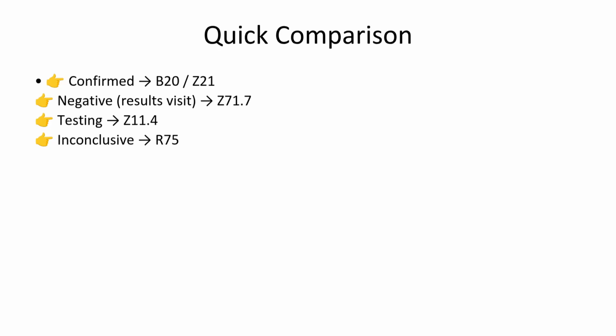Let's quickly summarize all HIV test related scenarios. If HIV is confirmed, we assign B20 or Z21. If the patient comes for testing, we assign Z11.4. If the patient comes for results and they are negative, we assign Z71.7. And if the results are inconclusive, we assign R75. So each situation has a specific code.